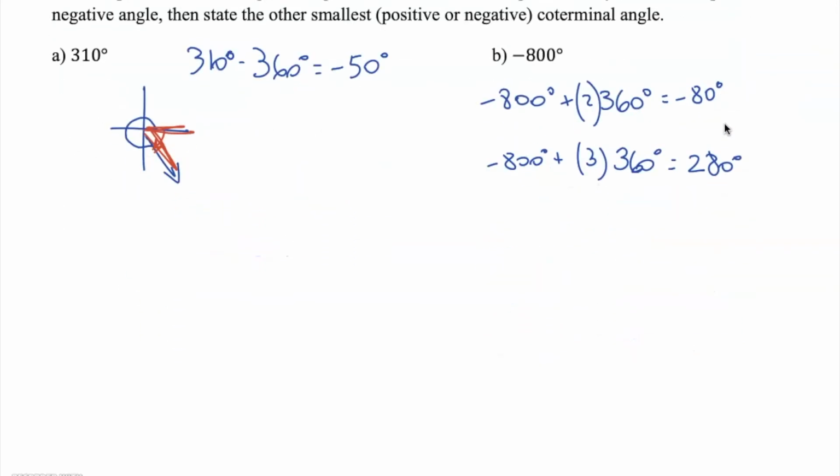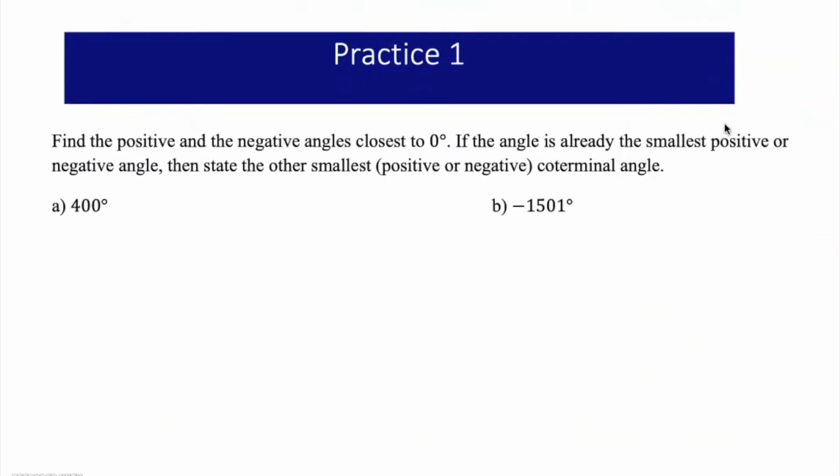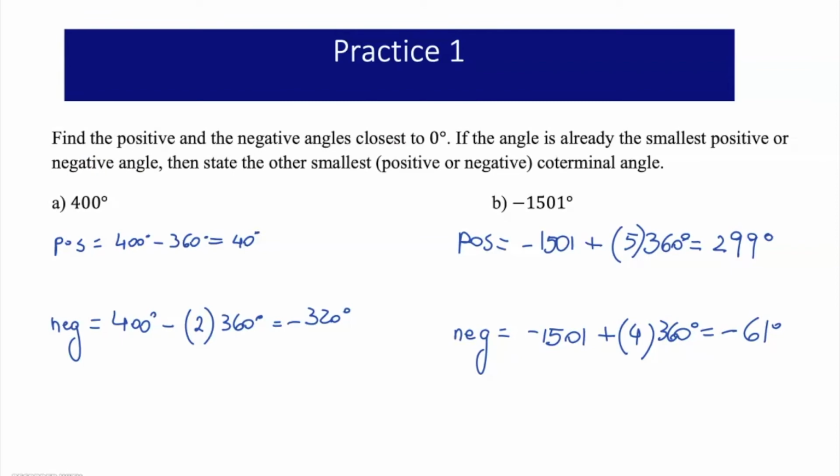Now you try. Calculate the negative and positive angle closest to 0 degrees, coterminal to the given ones. So add or subtract as many rotations as you deem necessary. And here are your answers.